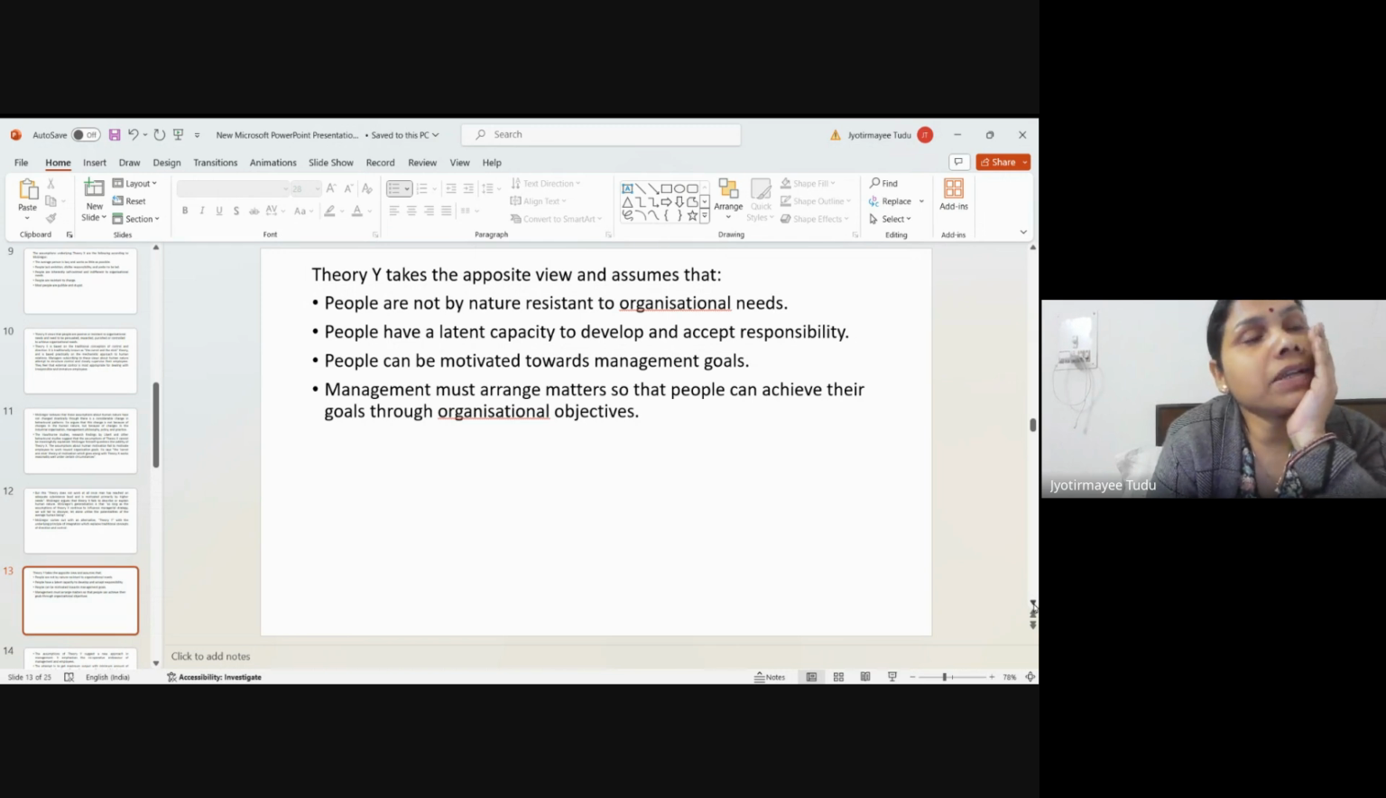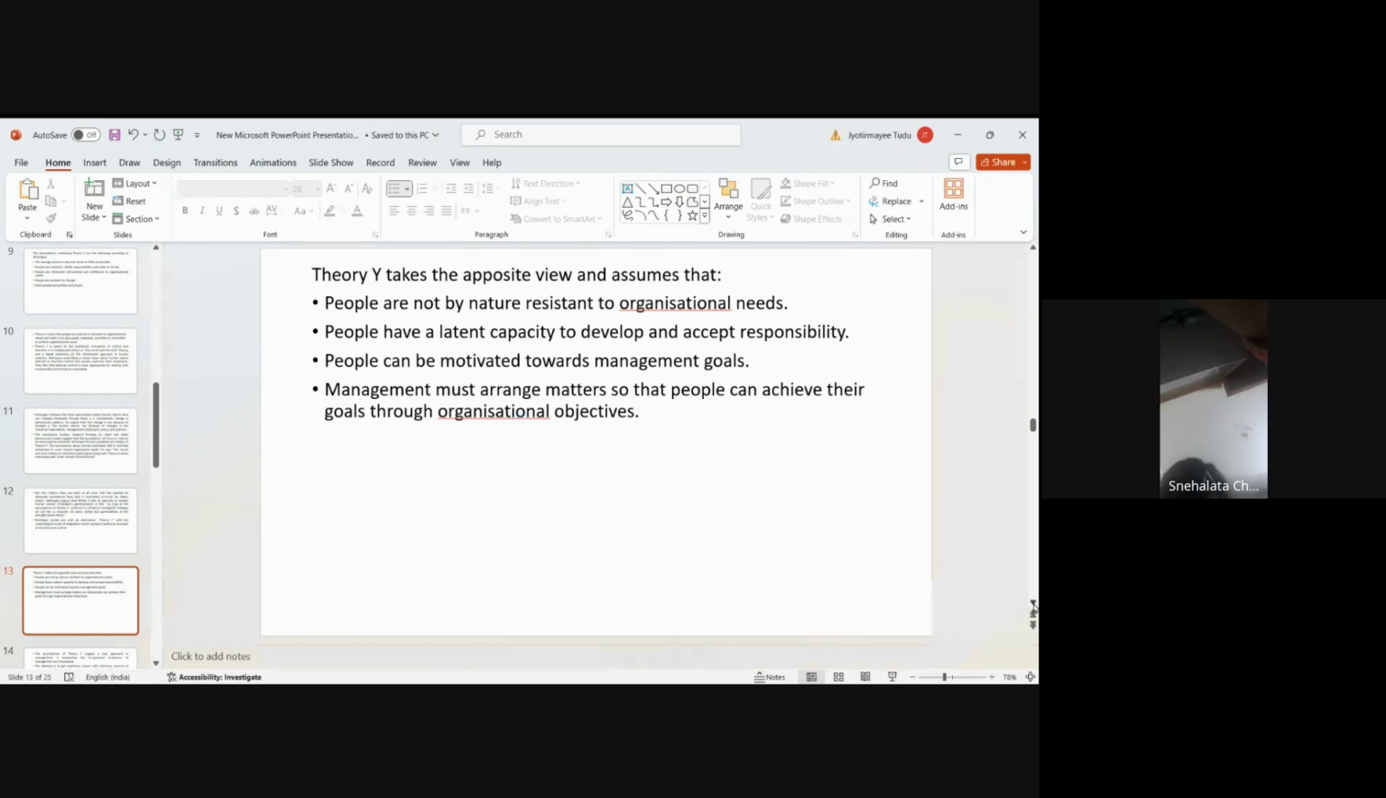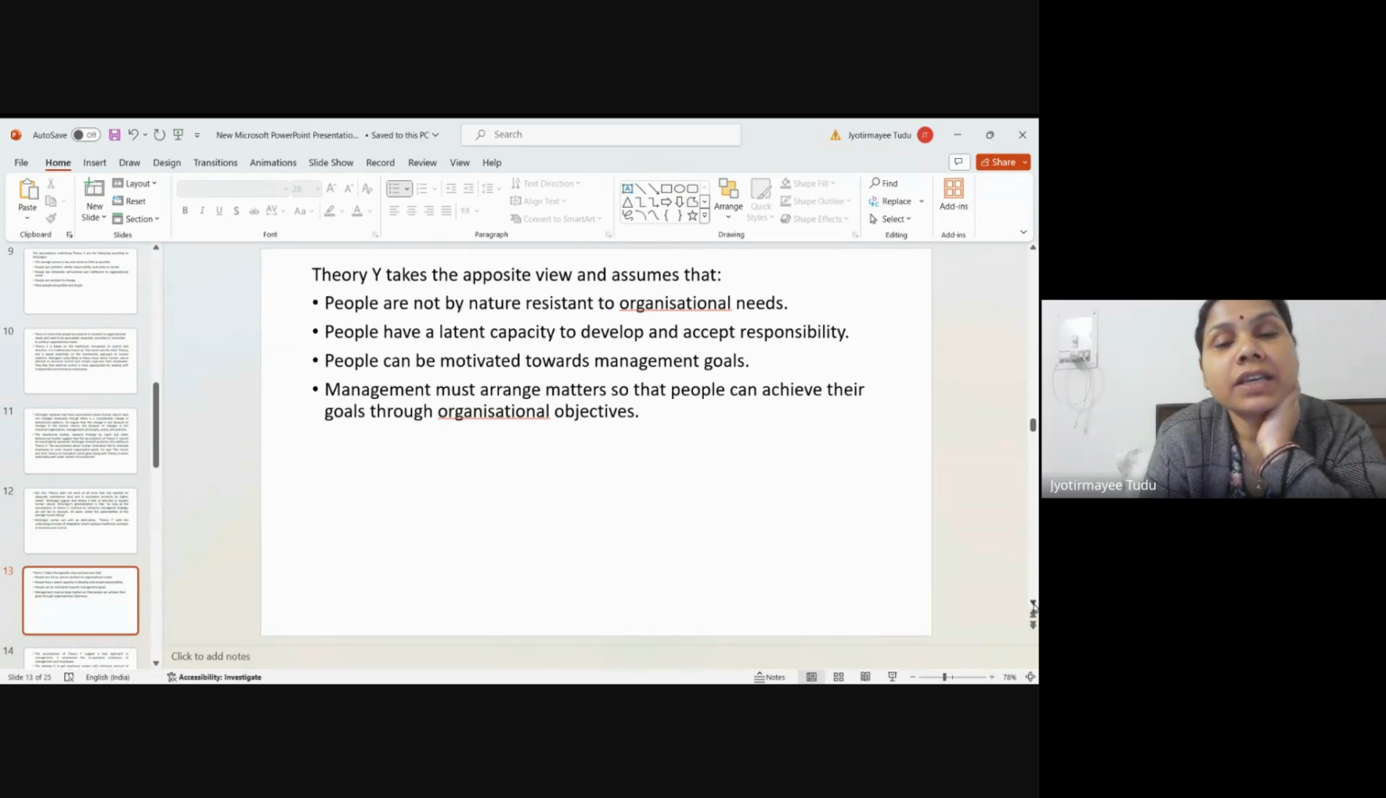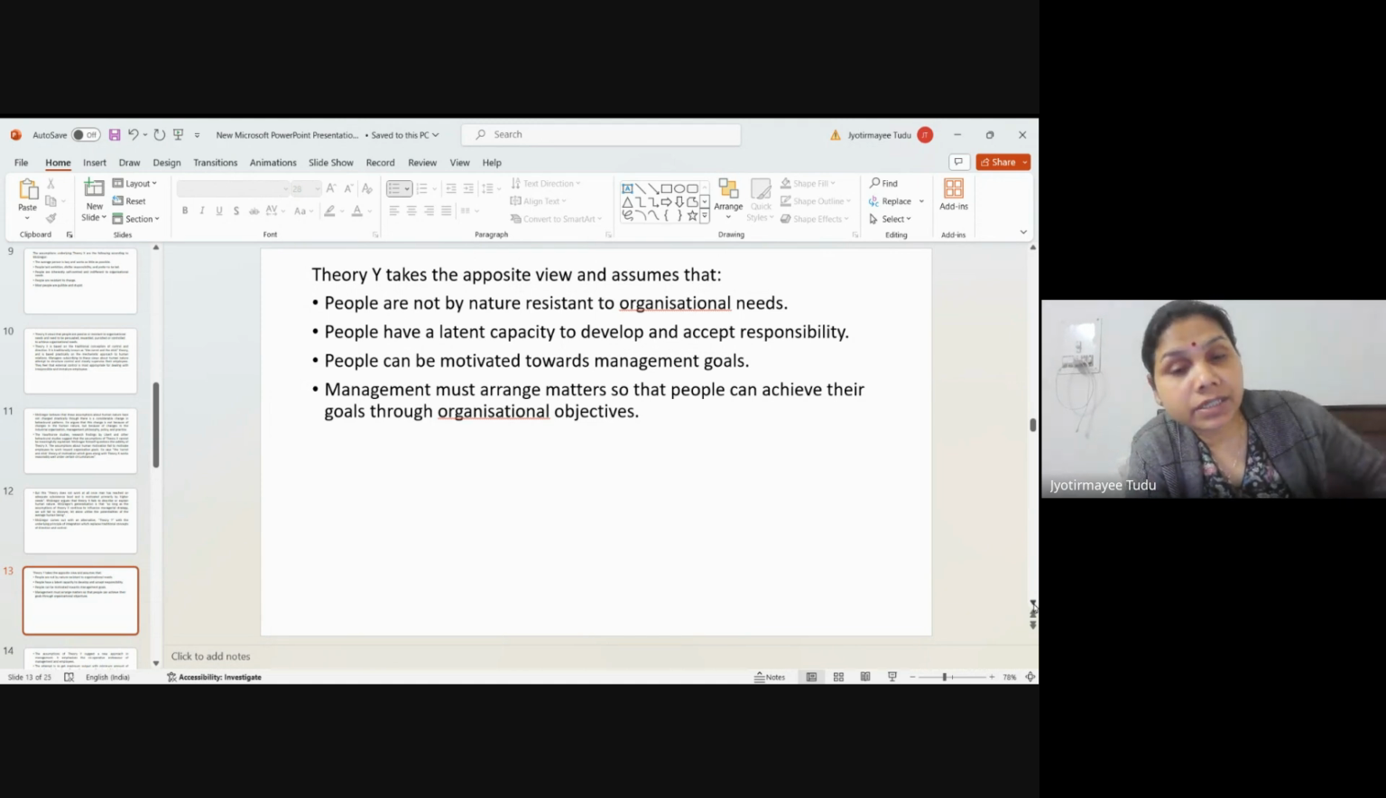So theory X, while presenting the pessimistic dimension of the individual being, theory Y is very much optimistic about human nature. So here theory Y is assuming that people are very much associated with the process of meeting the organizational needs. They are really very much interested to see how fulfilling the organizational needs will finally lead towards fulfillment of their individual needs. And they have the capacity to develop.